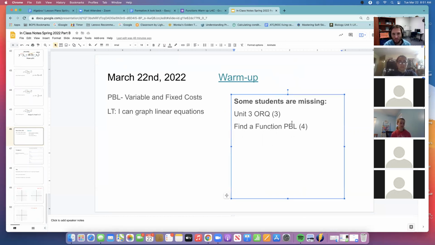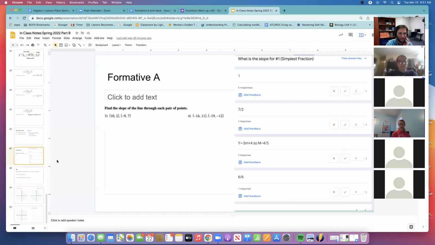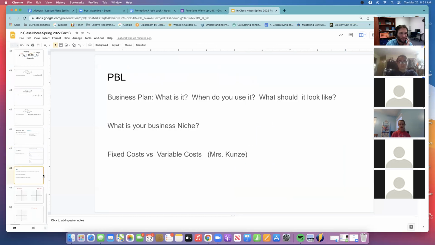There's 4 people missing the find a function PBL. Not calling anybody out, but the 3 of you missing the ORQ and the 4 of you missing the find a function PBL, you guys need to make sure to get this done before spring break, and the ORQ right away. Okay. If you need help, let me know. We did this in class, and the PBL.